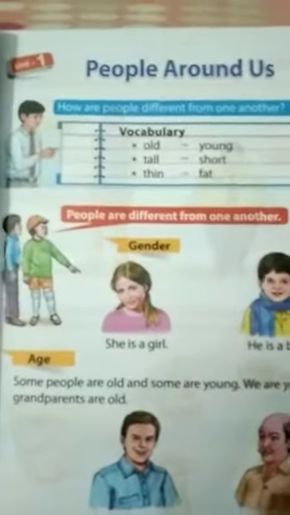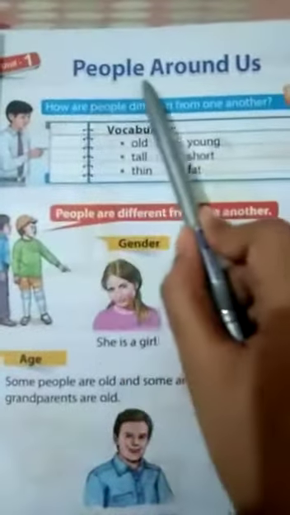Today we are going to start the reading of Science Class 1. Today we are going to start the reading of Unit number 1, People Around Us.